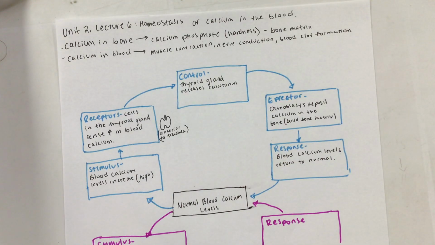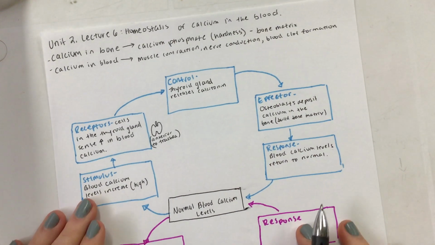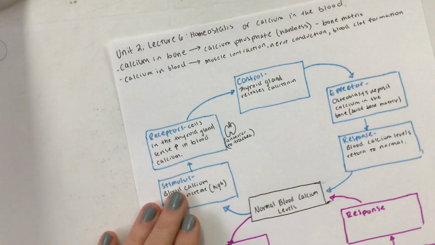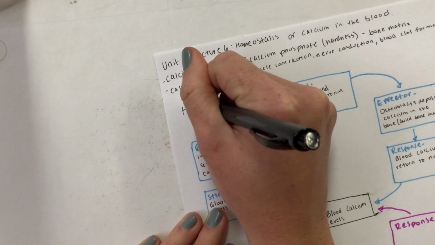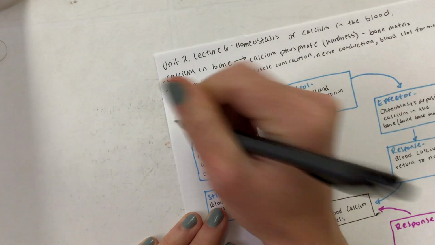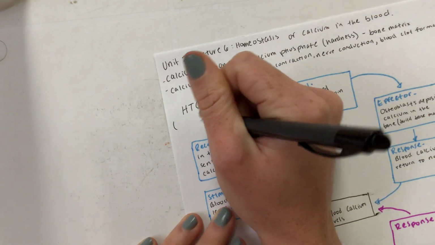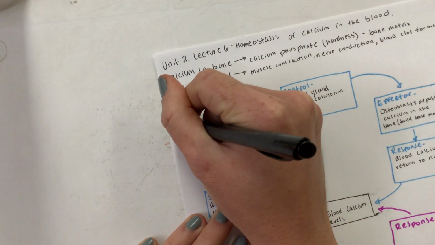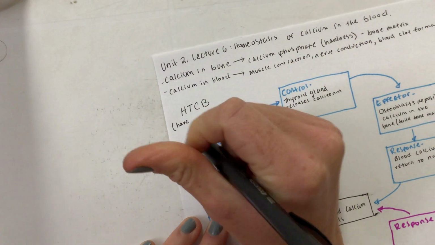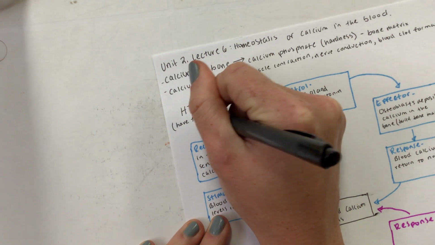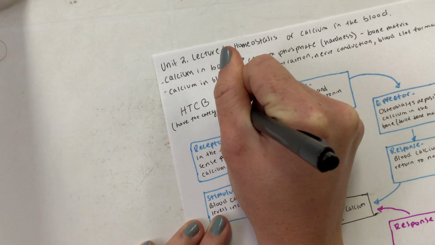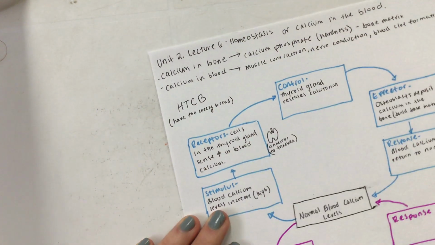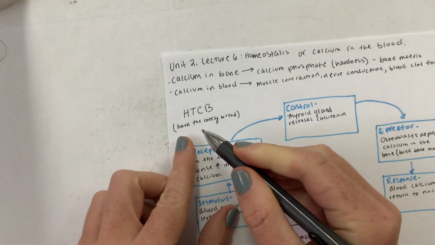One thing that I like to use to remember this, and you can think of your own trick, but I'm going to write it up here in the top left corner, is HTCB. I like to think of the acronym, have the cheesy bread. You're at a restaurant with your friends and they're like, have the cheesy bread. The cheesy bread is so good. Cheesy bread's always good, so I feel like that'd always be a recommendation someone would make.